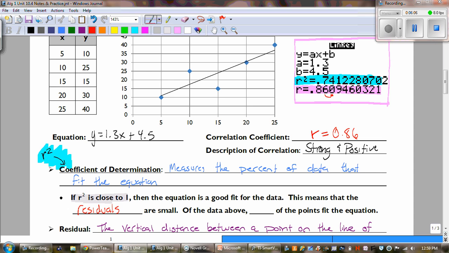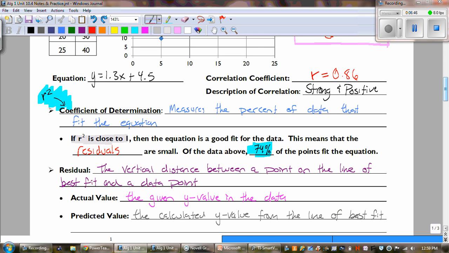So of the data above, that's where we're going to take that percent right there. It's telling us that 74% of the points fit the equation. So all we did is we took this number right here, and that's what we're talking about. Now, let's keep going.